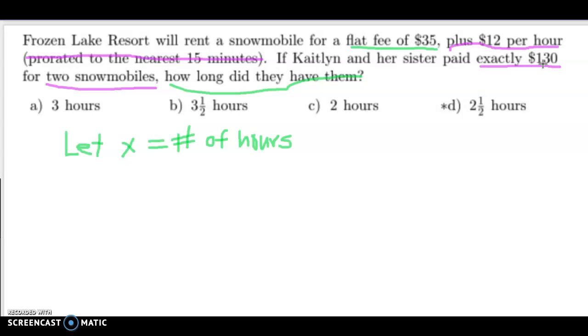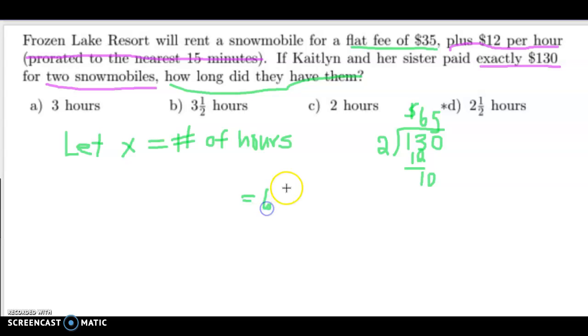Now there's one other little sneaky piece in this one, and it says I paid exactly $130 for 2 snowmobiles. Well, I'm going to need to figure out how much it cost per snowmobile. So my first step is to actually take that $130 and divide it by 2 because I want to see how much it costs for only one snowmobile. 2 goes into 13 6 times. That's a 12. Bring down the 1. 2 goes into 10 5 times. So it looks like I've spent a total of $65 per snowmobile. That's my total amount paid.